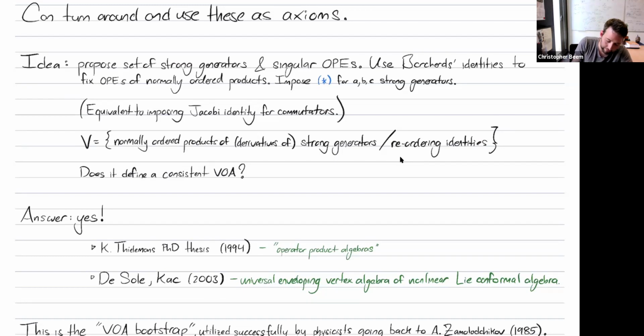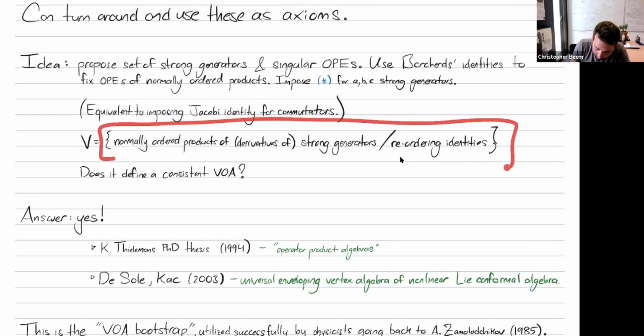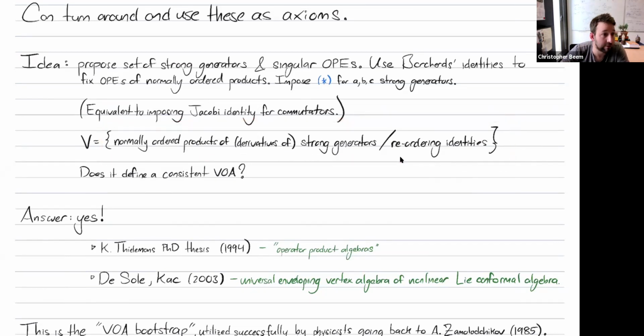And if I can solve them, then I'm going to say that my vector space of the corresponding vertex algebra is the space of normally ordered products of derivatives of these strong generators that I instantiated at the beginning, modulo the reordering identities that follow from the Borcherds identities. So that's a nice idea.